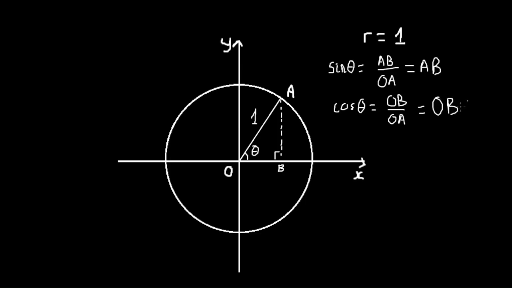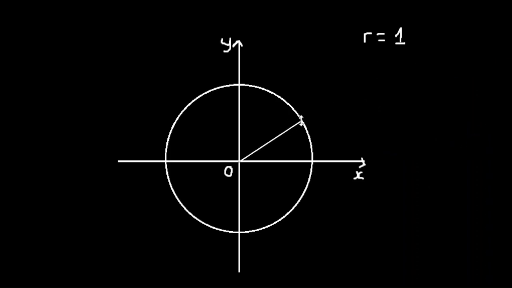We can conclude that cos theta is the x-coordinate of A and sine theta is the y-coordinate of A. Therefore, the point A can be represented like this. As we change the value of theta, sine theta and cos theta will change according to where the point A is on the unit circle.